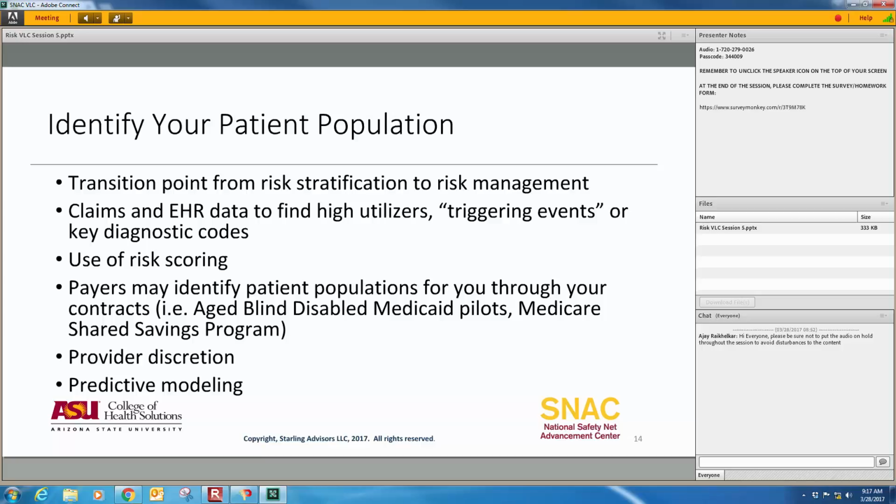Any questions or thoughts about how these patient populations are identified? Any challenges you might have encountered in trying to identify these patient populations?